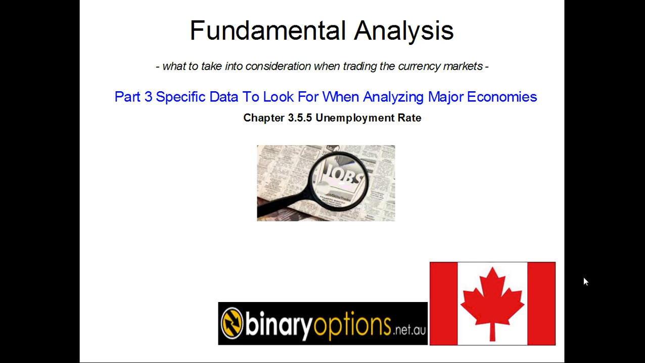Time to look at the unemployment rate in Canada under the third part here, specific data to look for when analyzing major economies. Our project here is designed to help you understand fundamental analysis sides of the trading world, looking at what to take into consideration when trading the currency markets.